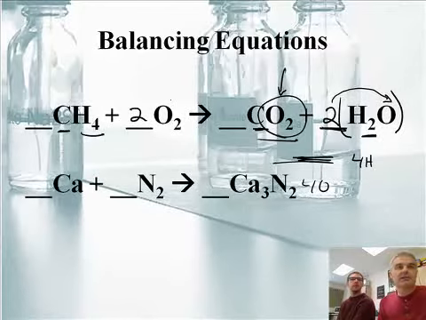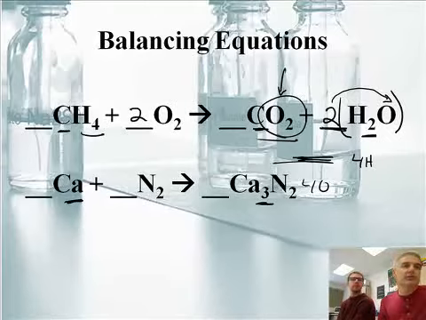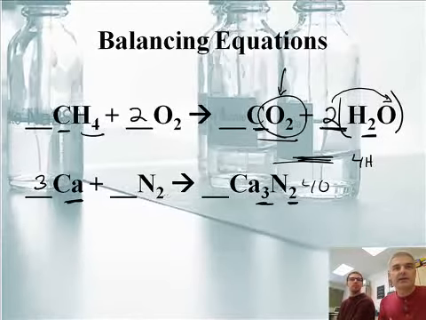Let's do another one. Ca plus N2 makes Ca3N2. Okay, I got 1 Ca. That's good. But you've got 3 on the right. Well, I'll just put a 3 right here. Yeah, that works. And I got N2, and I've got N2. That's good.